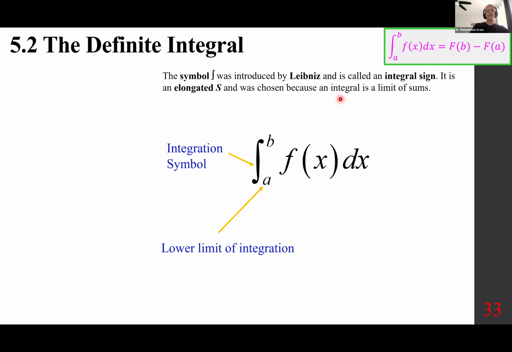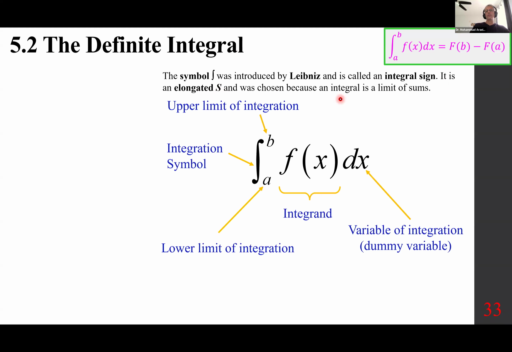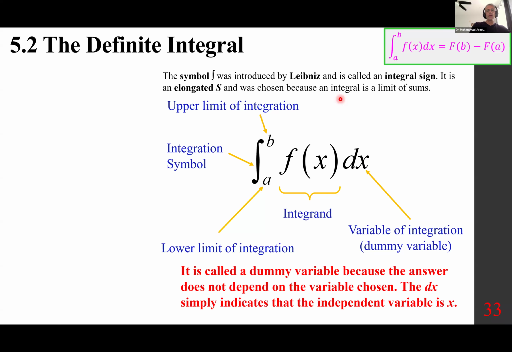Here's the lower limit of integration. This is the upper limit of integration. This is the integrand. This is the variable of integration, also known as the dummy variable. It is called a dummy variable because the answer does not depend on the variable chosen. The dx simply indicates that the independent variable is x.